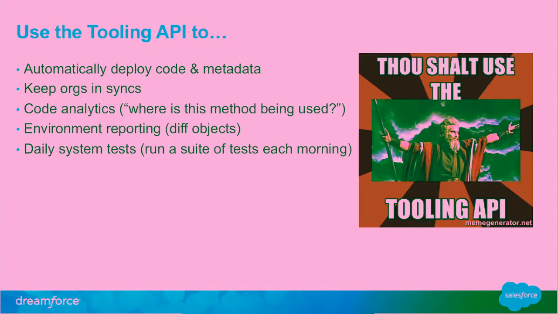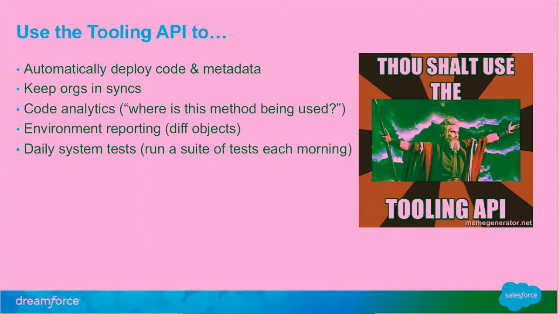My buddy Andrew Fawcett's got a great blog on how he did spring cleaning on his org. He ran the Tooling API against all of his org, and he found out which methods, which classes were not being used as Apex code, and he was able to delete that code out of his org and clean that up. We like to do it for reporting on your environment.